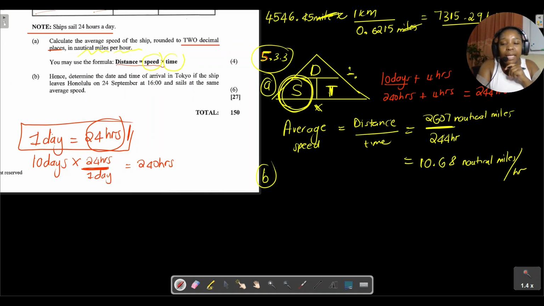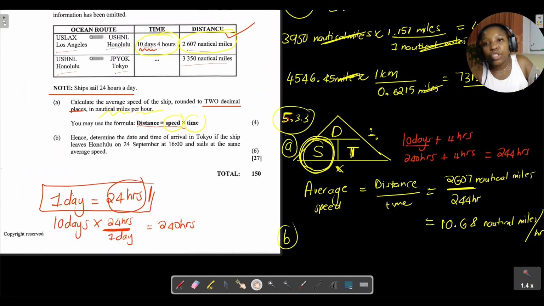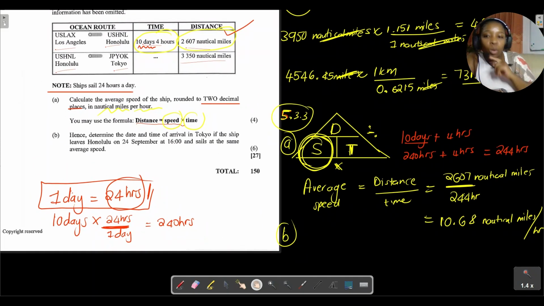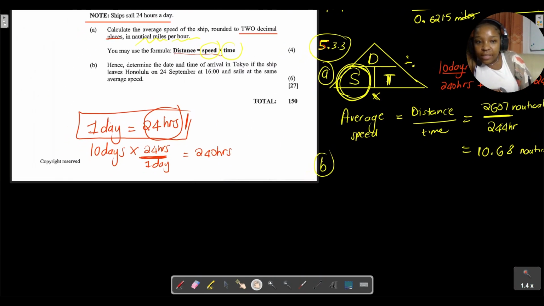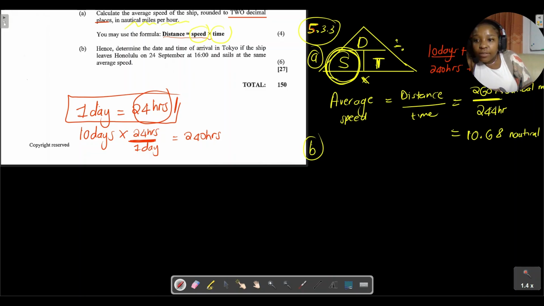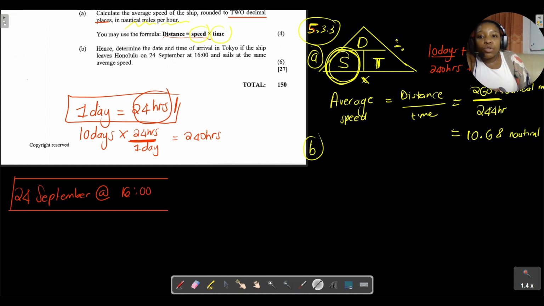B. Hence determine the date and time of arrival in Tokyo, if the ship leaves Honolulu on the 24th of September at 1600 and sails at the same average speed. So now we're just trying to determine what time and date we will arrive in Tokyo. We are told that the ship leaves on the 24th of September at 1600. That's the time that this ship leaves. This is going to be very important when it comes to giving us our answer.